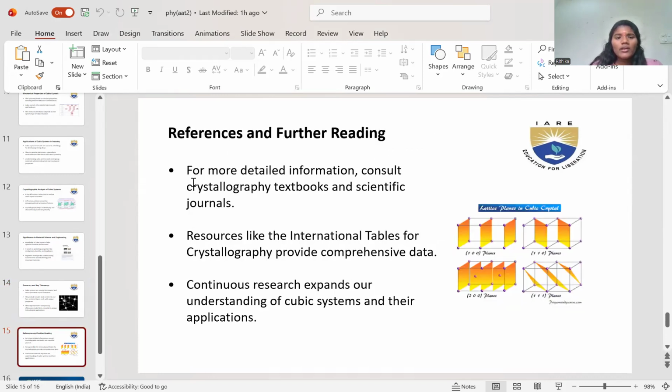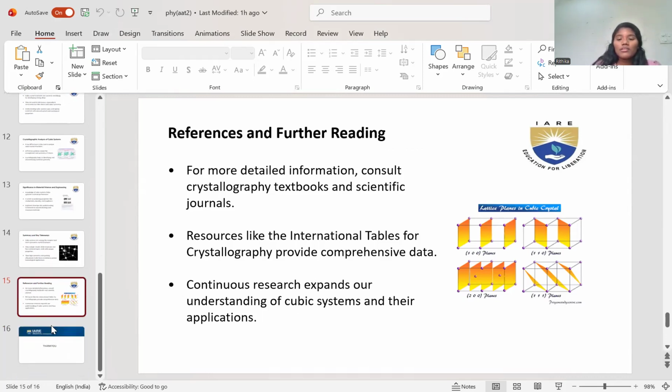Further reading. For more detailed information, consult crystallographic textbooks and specific journals. Resources like the International Tables for Crystallography provide comprehensive data. Continuous research expands our understanding of cubic crystals and their applications.